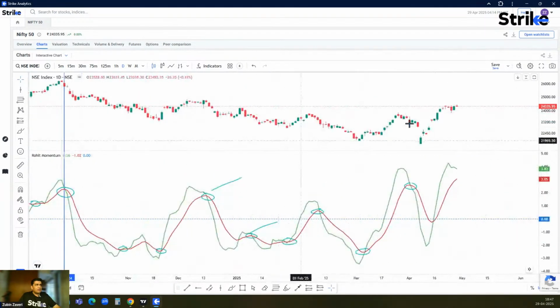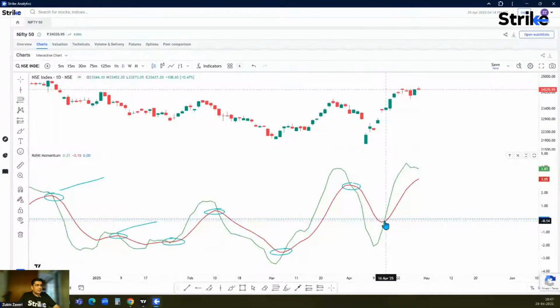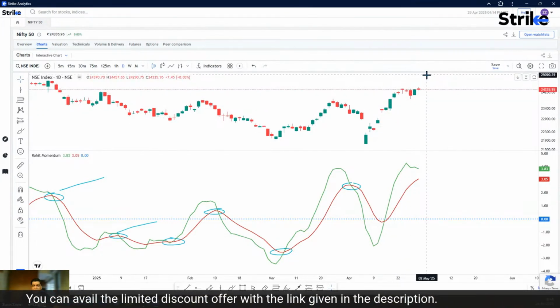Now recently, on 16th of April, a new buy signal was generated in Nifty, and we have already gone up significantly from there on.